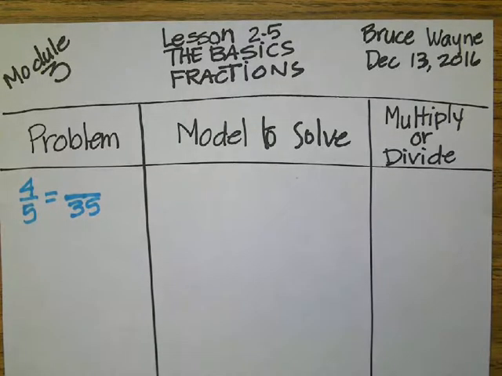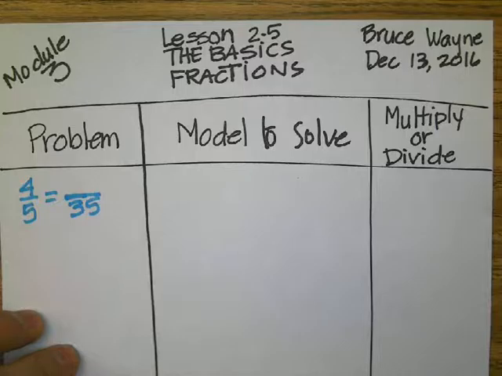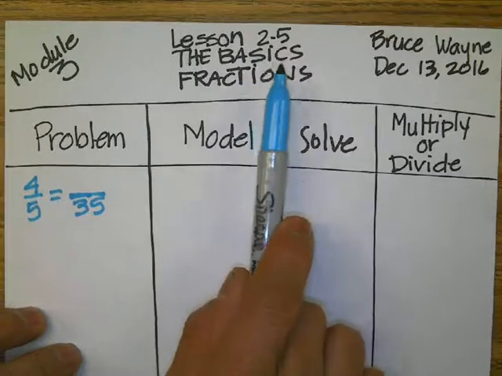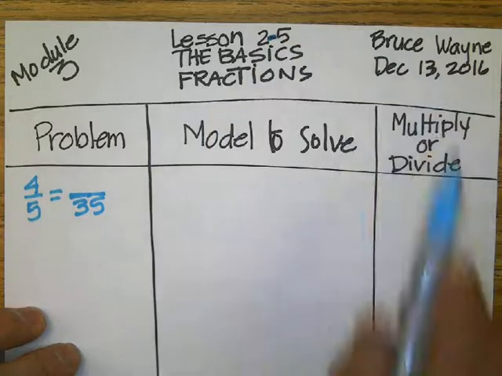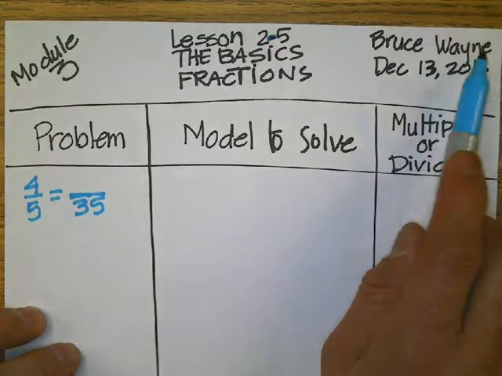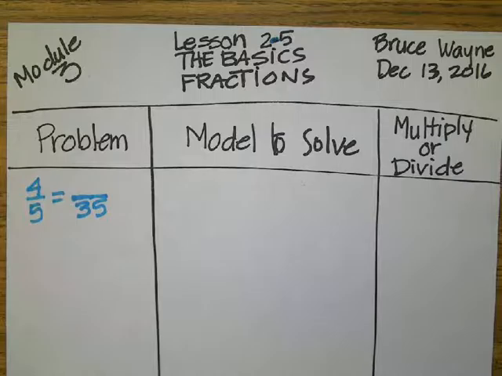Here we go. Okay, so we need to identify. So here are the basics for fractions. For lessons 2 and 5. These are lessons 2 and 5. My name is Bruce Wayne. As you can see, the date is December 13. We are in module 3, my friends. So in this program, they are asking us to find the missing factor.